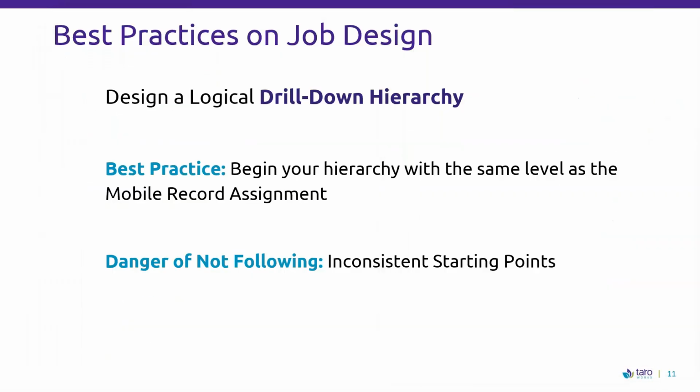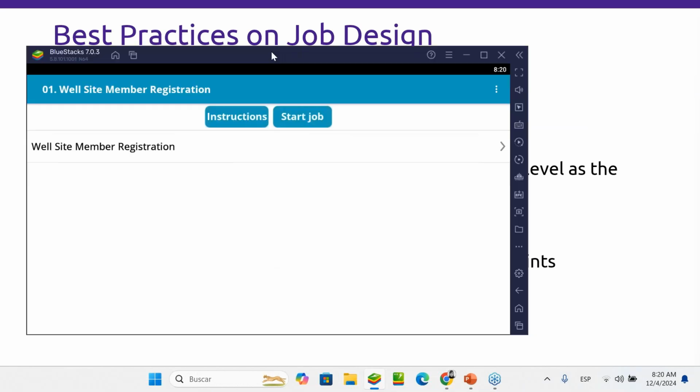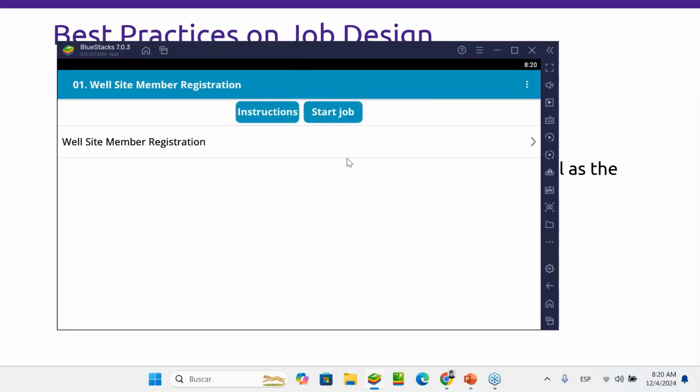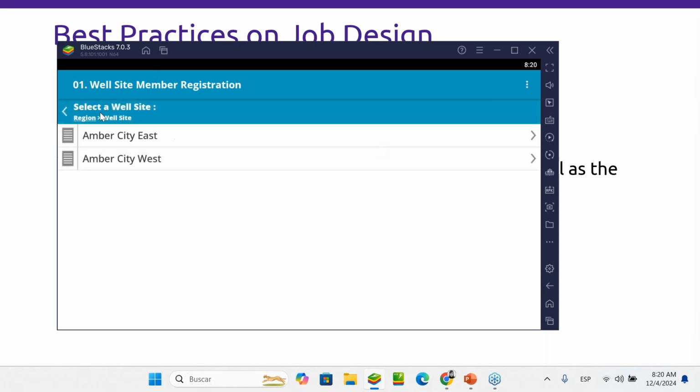Okay. How does this look in the mobile user experience? Here we have our emulator or job. And the mobile user can see which object they are working with. They are supposed to select a well site. They can see the region they can work with, and then choose the well site.